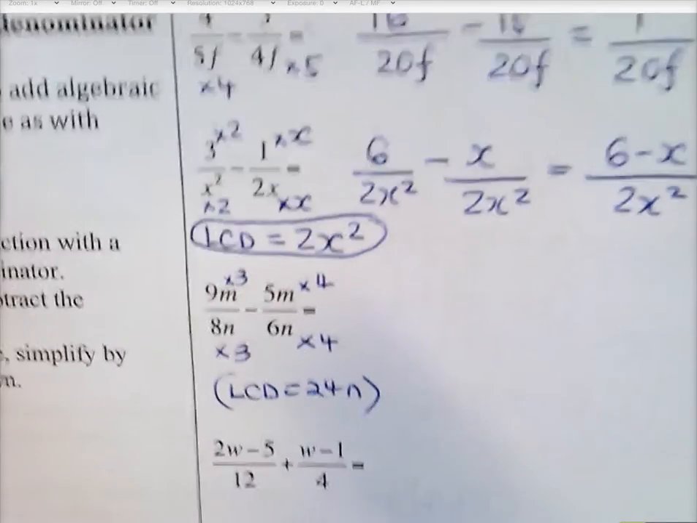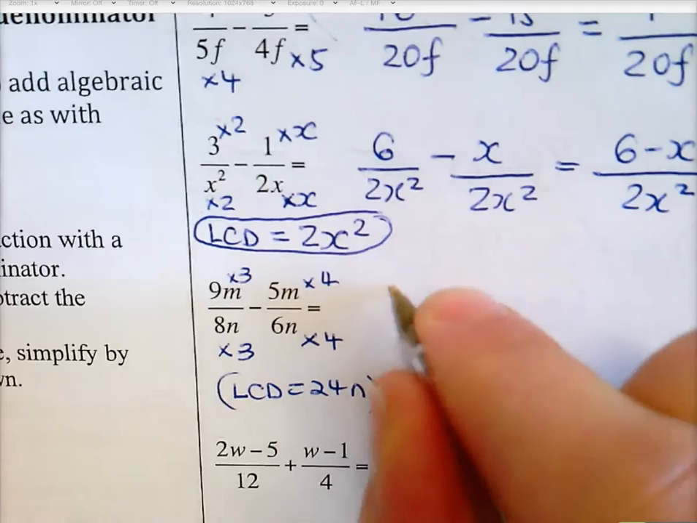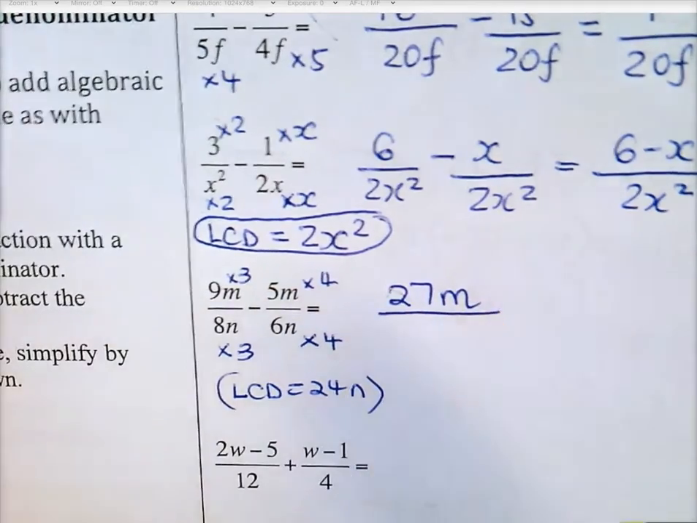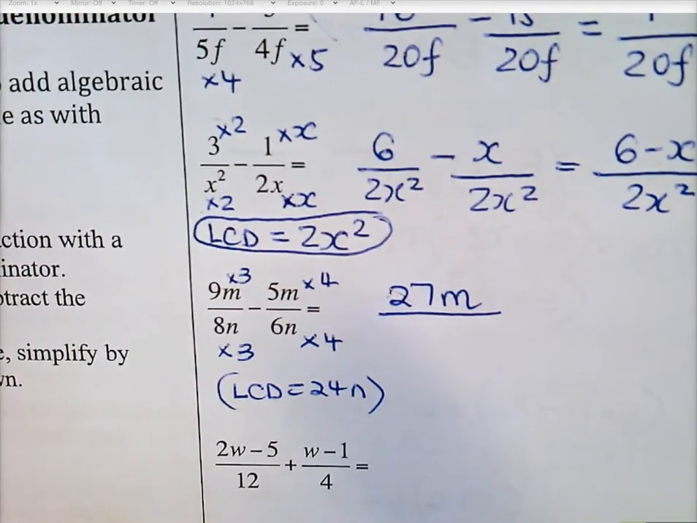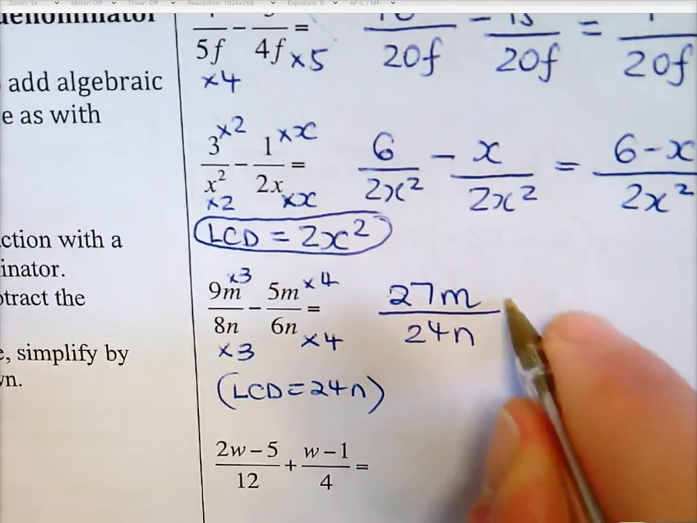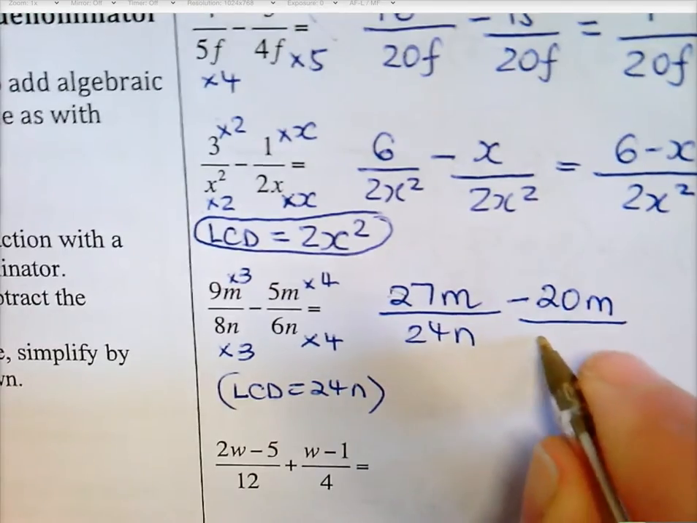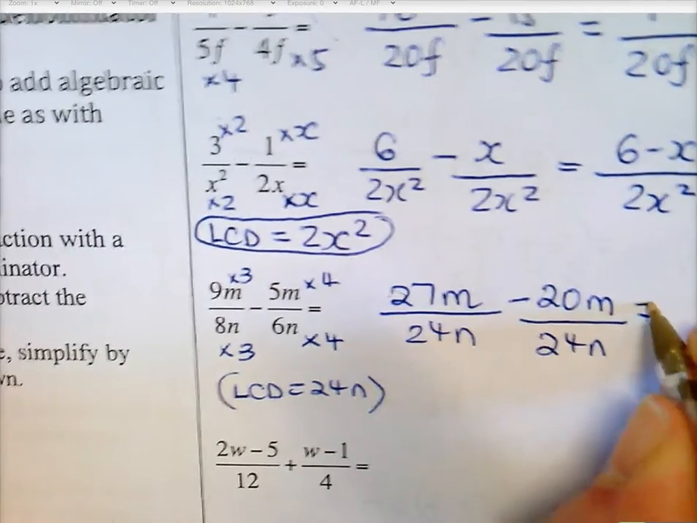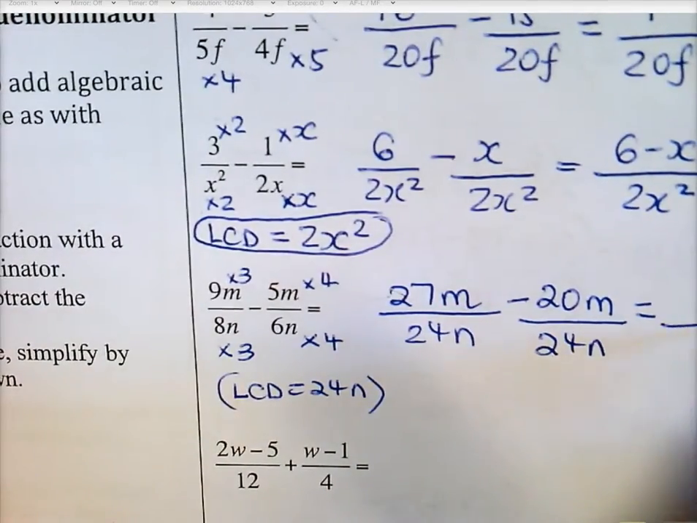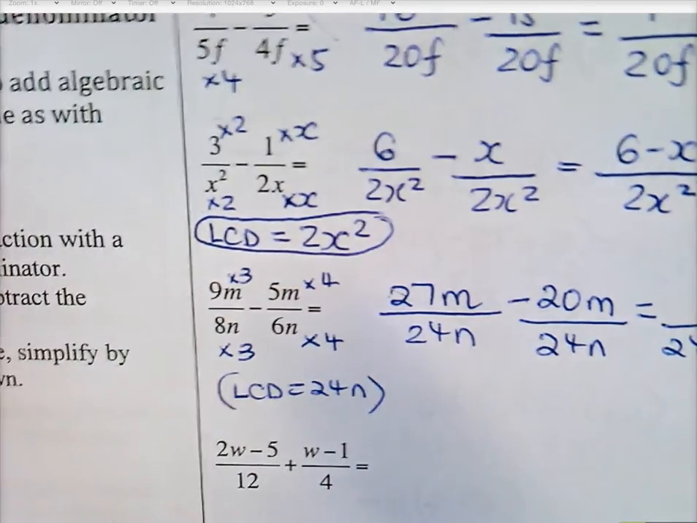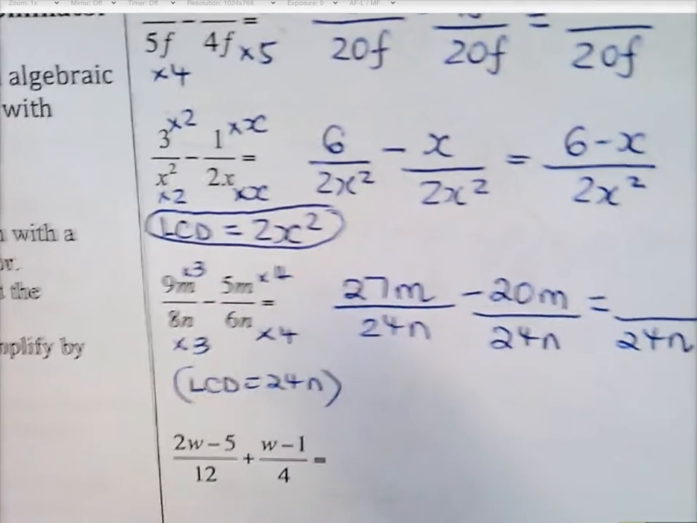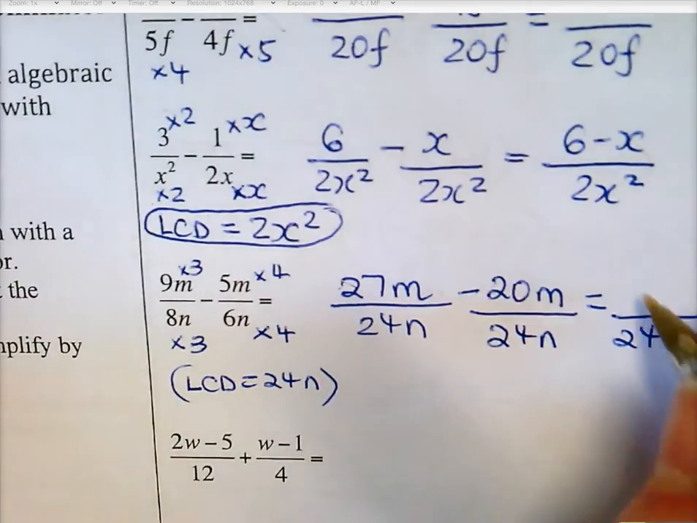So what have we got? 9m times 3 is 27m over 24n, minus 20m over 24n. Denominators are the same, so you can write that out. What's 27m minus 20m? 7m.